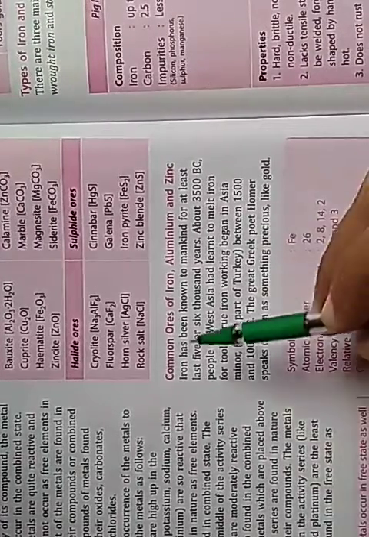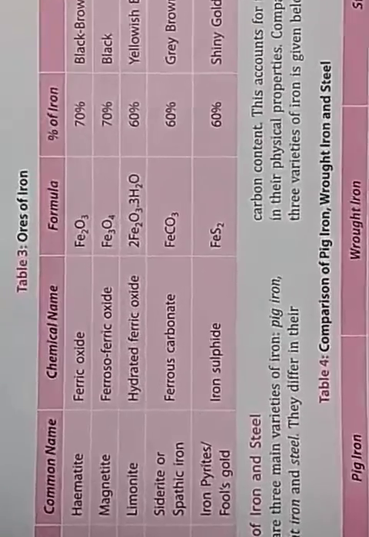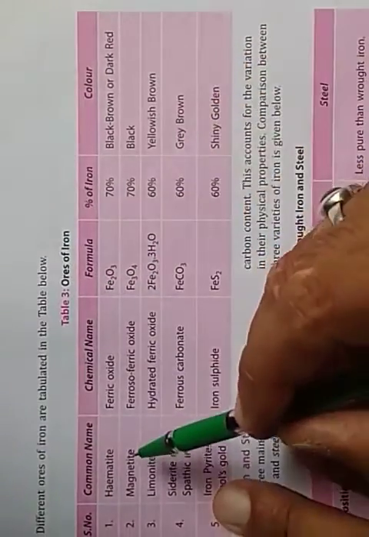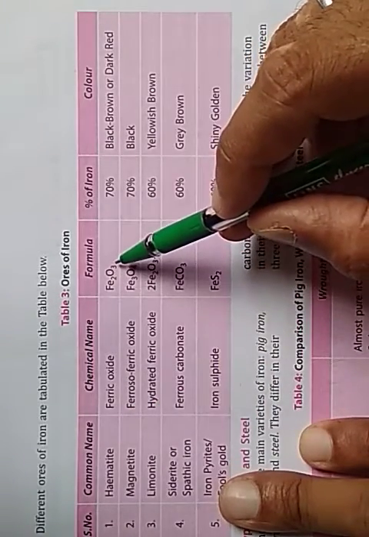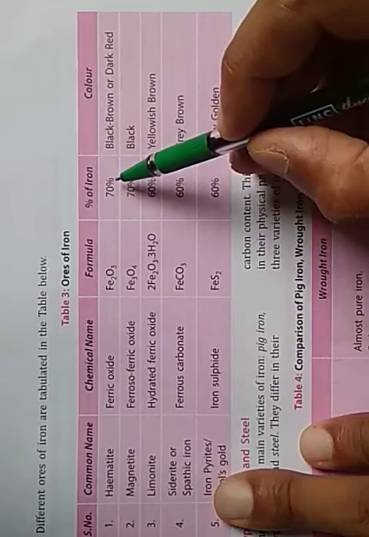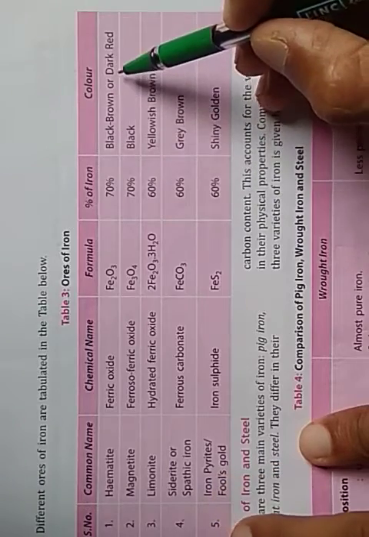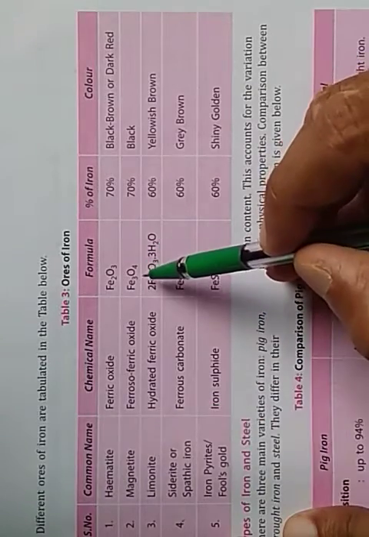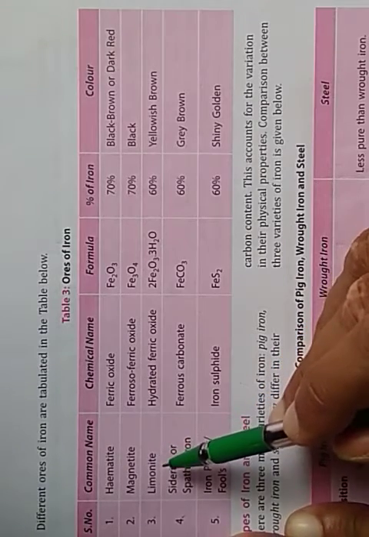Now some common ores of iron, aluminum, and zinc. Here are some ores of iron. Hematite, the chemical formula of hematite is Fe2O3. In hematite, 70% iron is present. The color of hematite is black, brown, or dark red. Here also magnetite, the formula of magnetite is Fe3O4, with 70% iron present in this ore.